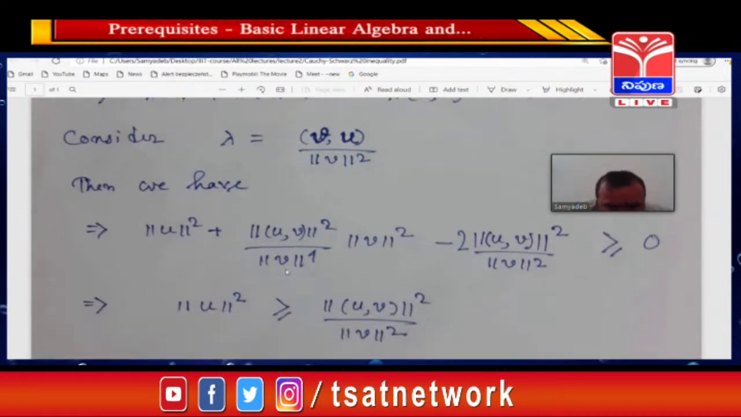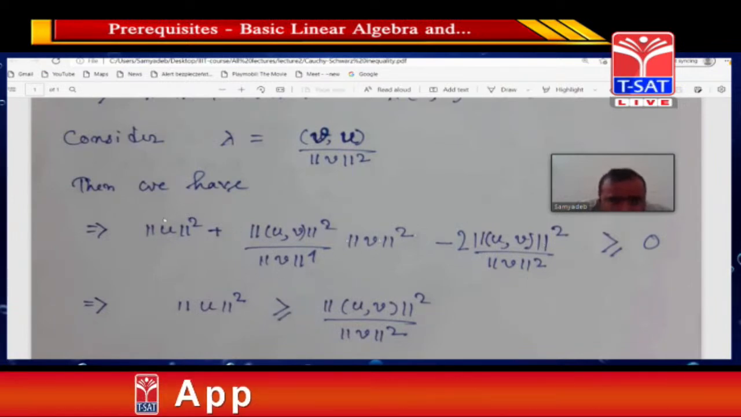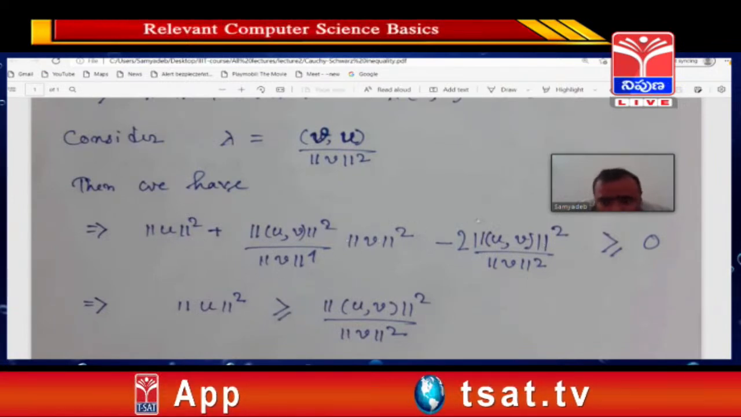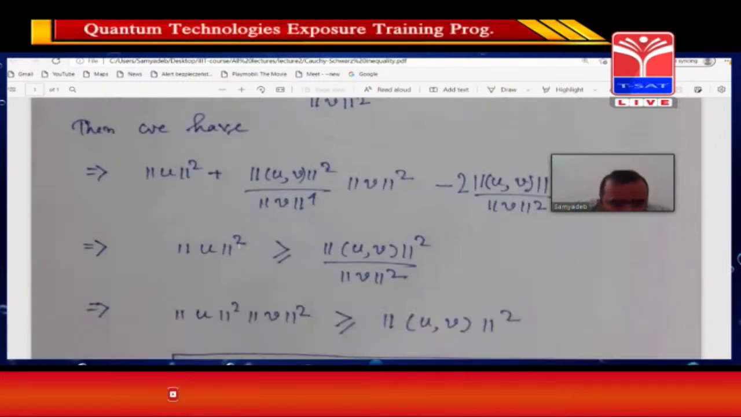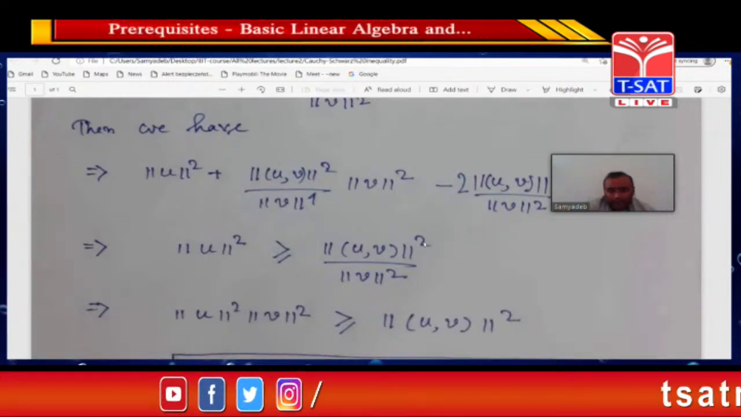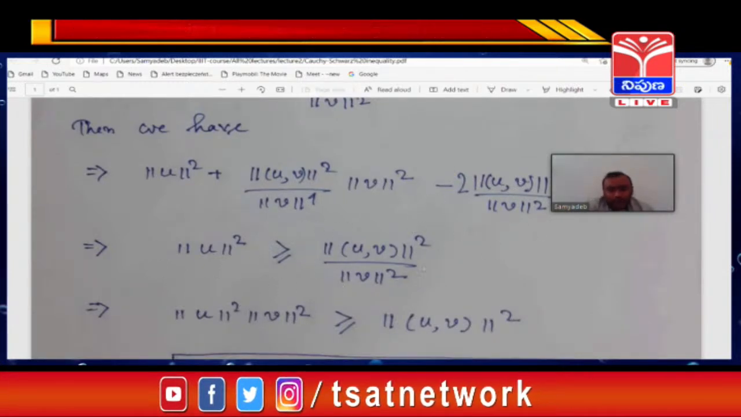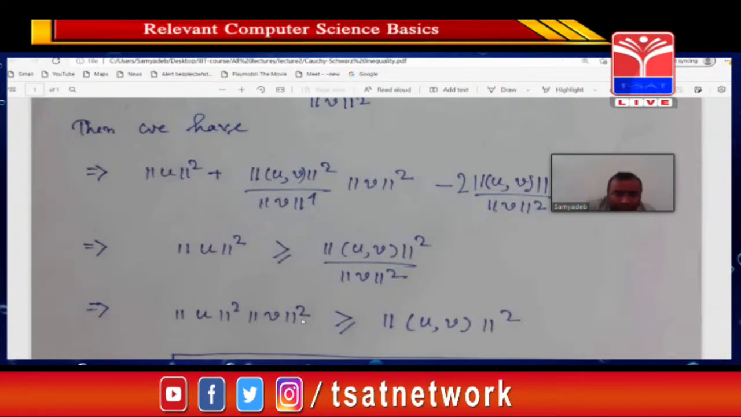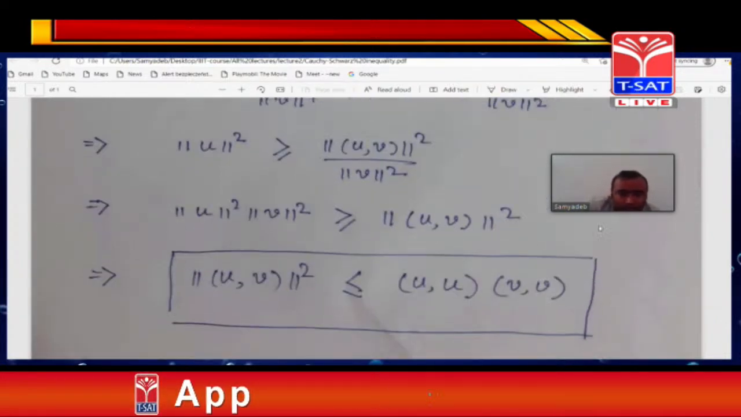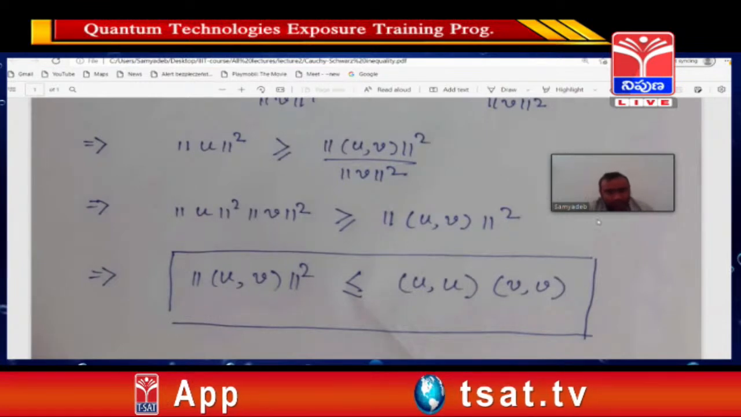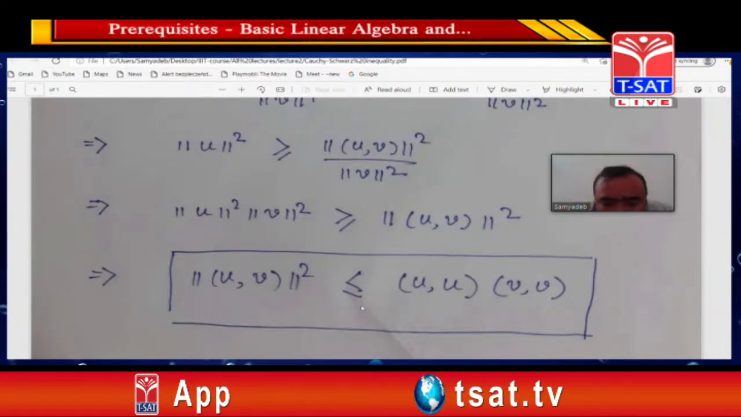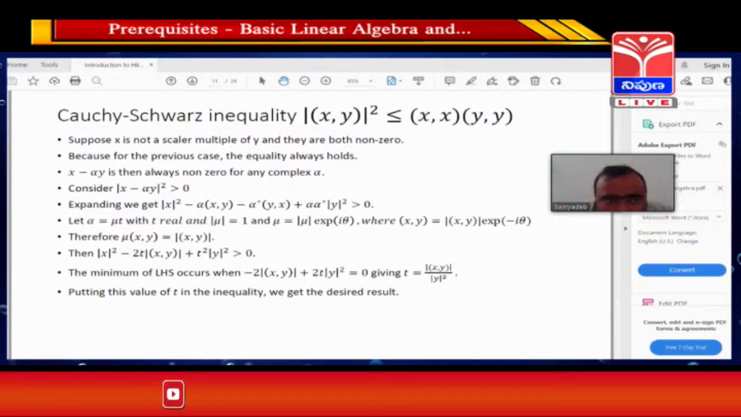So you see, the third term and fourth term, we have mod of u square minus mod of uv square by v square. So we have magnitude of u square is greater than or equal to, if you take these on the right hand side, magnitude of uv square by v square, which gives us the Cauchy-Schwarz inequality. I hope this is clear. So let us now go back to our original presentation again.